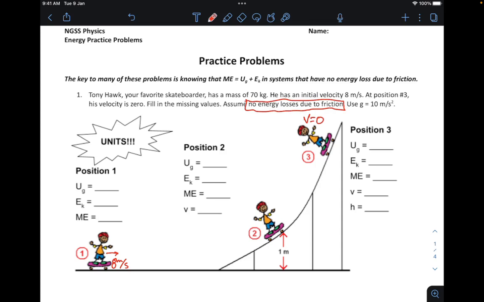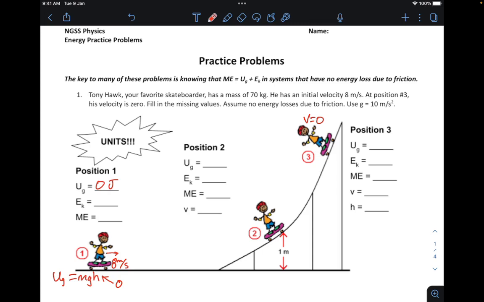Well, that's great because that means we can actually use this equation here. And also it says use g as 10 meters per second squared. Awesome. So let's see. Position number 1. What do we have here? Well, Tony is on the ground here in position number 1. So his gravitational potential energy, UG, is equal to mass times gravity times height, and if his height is equal to 0, this whole thing becomes 0, and he has 0 joules for his gravitational potential energy.